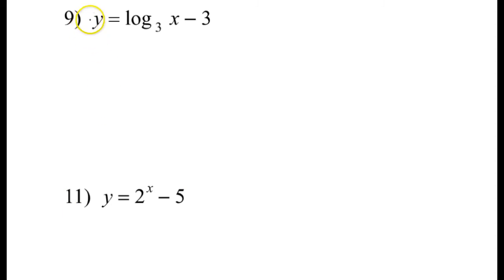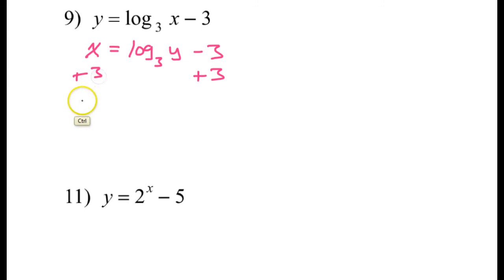Again, to find the inverse, we will switch x and y and then solve for y. So this will become x equals log base 3 of y minus 3. So we switched x and y. Now we need to solve for y. So let's add 3 to both sides. That will give us x plus 3 is equal to log base 3 of y.